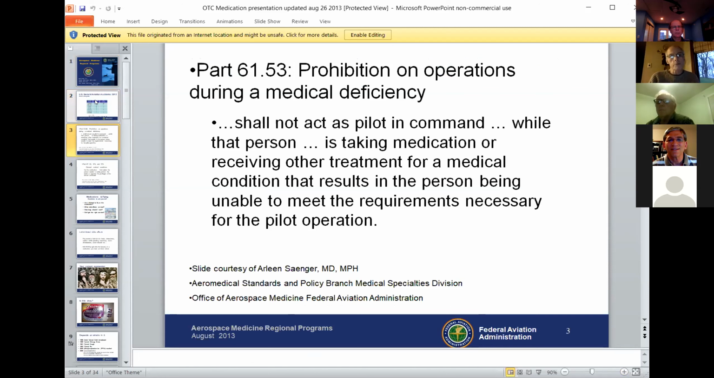And we know this, 14 CFR 61.53, prohibition on operations during a medical deficiency. So you're not supposed to act as a pilot in command if you have anything that results in unsafe operation of the airplane. And this says that is taking medication, receiving treatment for a medical condition that results in a person not or unable to meet the requirements necessary for the pilot operation, or an unsafe operation of an airplane. We know that. Next slide.